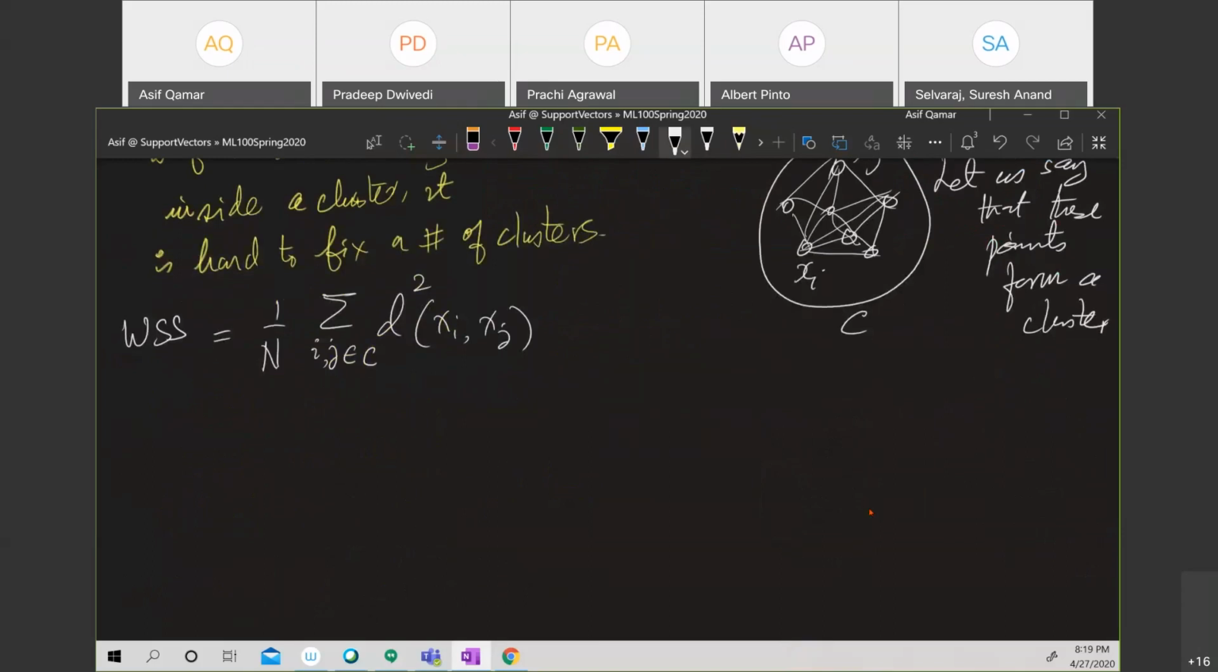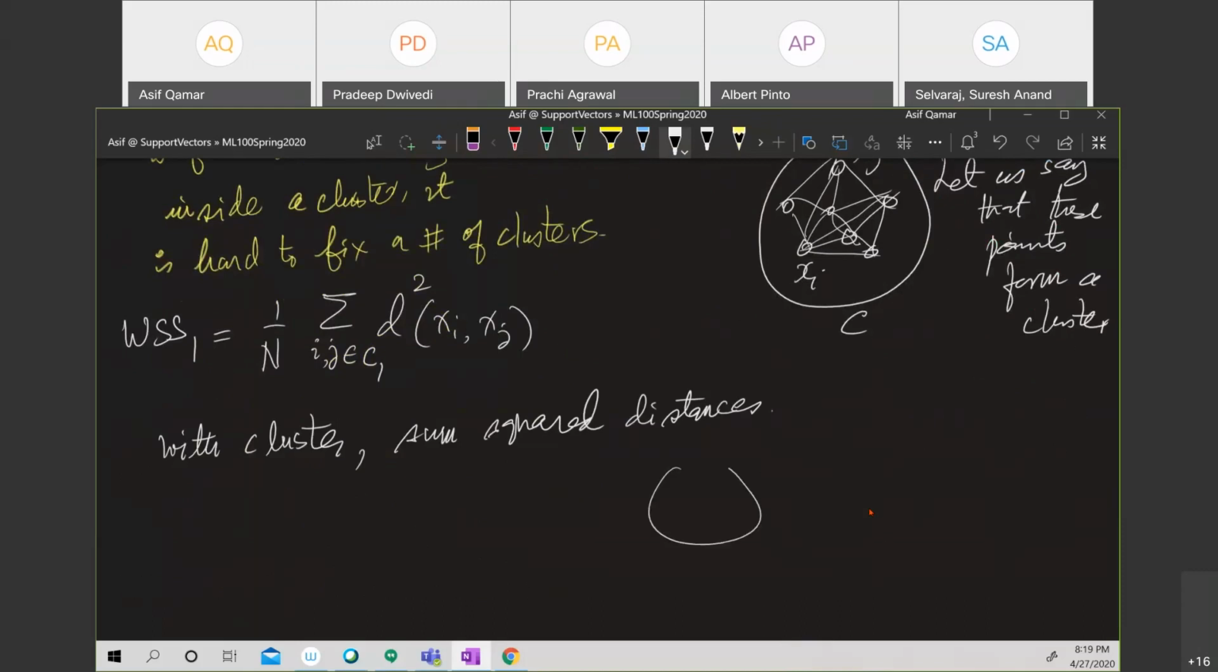So for this cluster 1, let me just call it C1, within cluster sum squared distances. Okay? So now what happens is, suppose you have detected three clusters in data, C1, C2, C3.